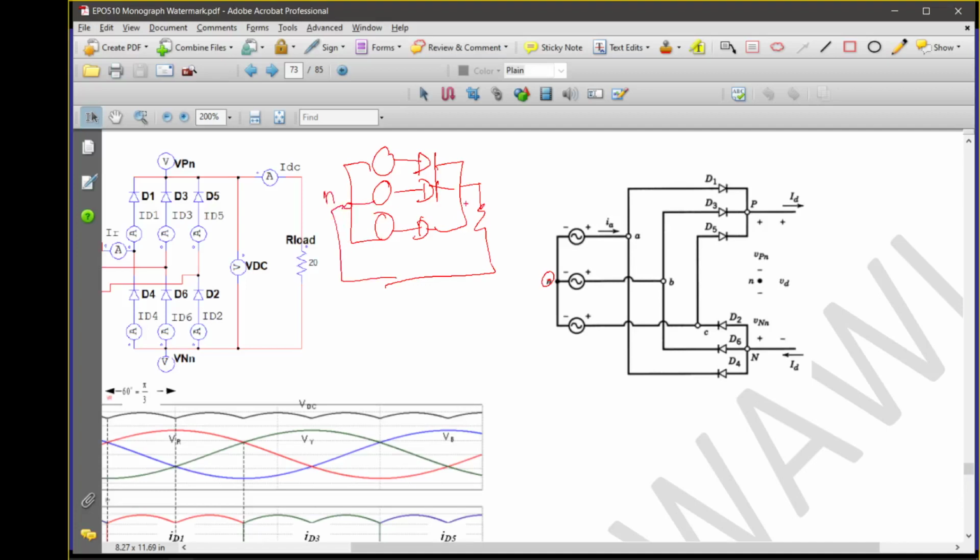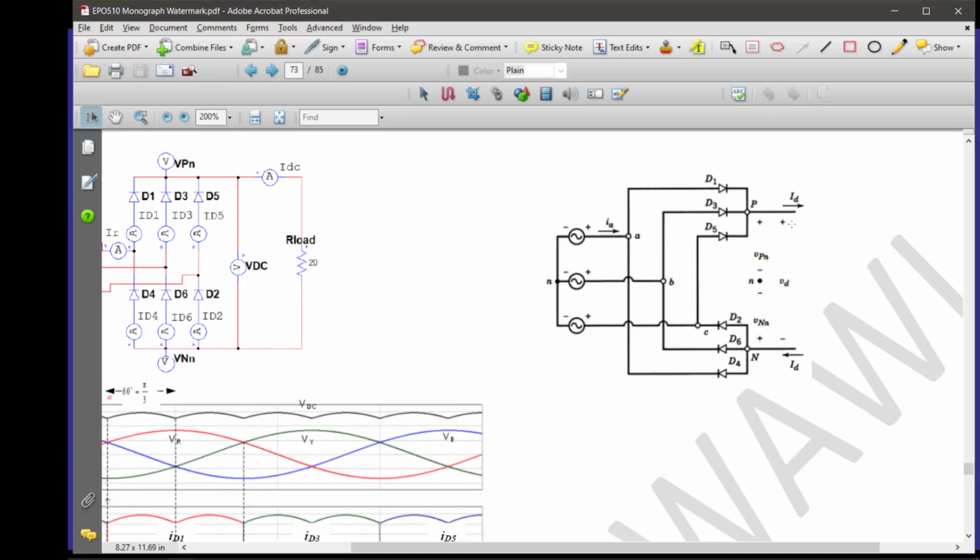Alright, this is point N, so that will be the PN. The same voltage here, PN. So that also happens here. You label this as point P with respect to N neutral. So we have another positive VPN. We also have VNN at the bottom group here, and at the output we have VDC. So there is actually the loop at the output side here, if you want VDC.